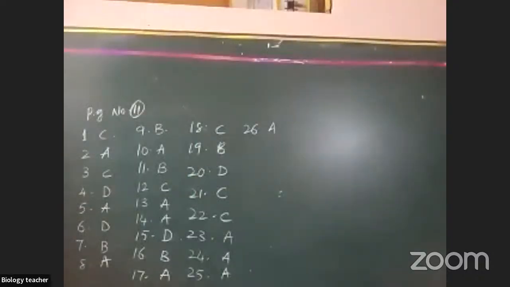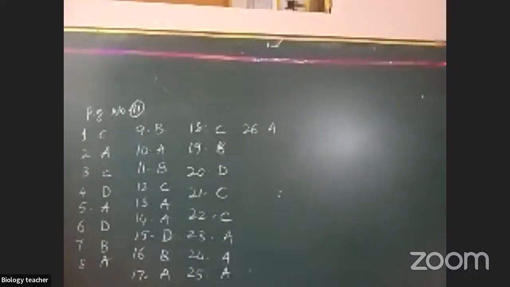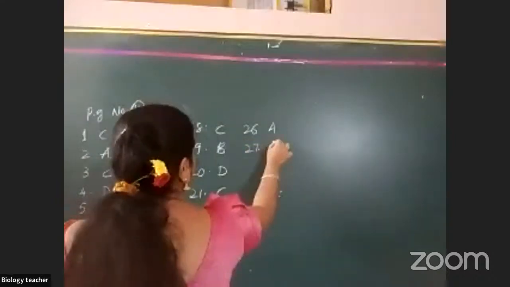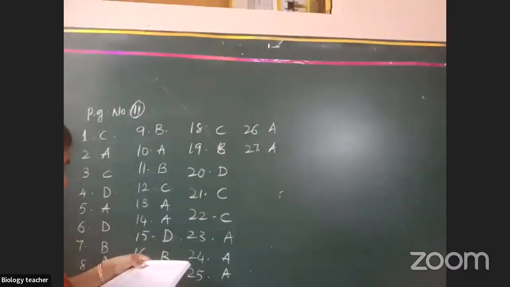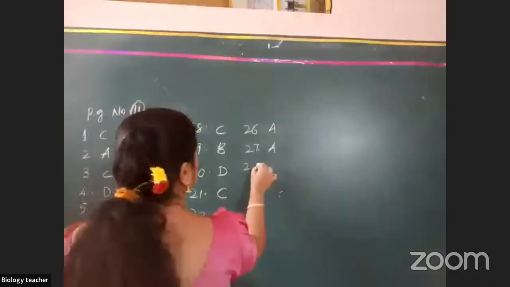Next, level 3. Genes are located on the chromosomes. Next, chromatin consists of RNA, DNA, RNA and histones, DNA and histones. So, what does chromatin contain? 28, D.